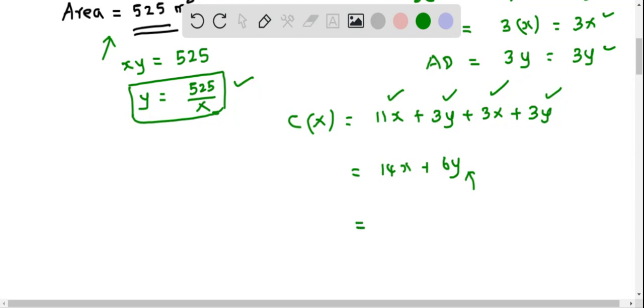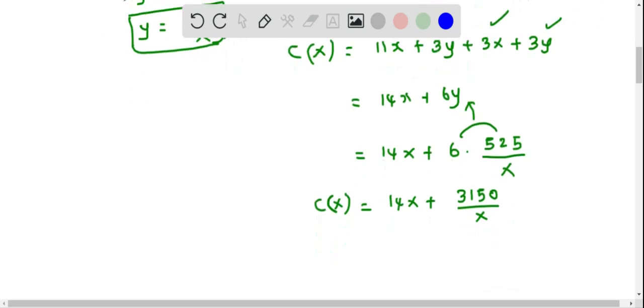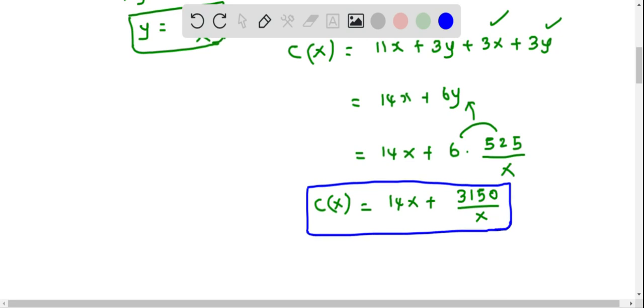Now we rewrite Y as what we have found here, that is 525 over X. Therefore the cost function C of X is 14X plus 6 times 525 over X. Multiplying these, 6 times 525 is 3150, so it is 3150 over X. Basically this expression represents the cost function. Now we can utilize the calculus method to determine at what value of X the cost is minimum.